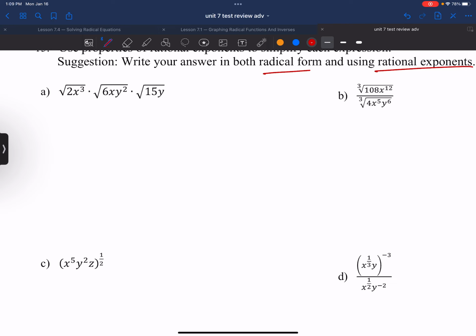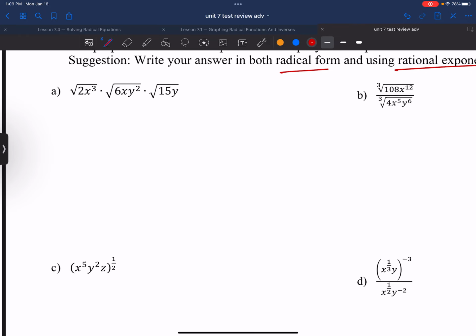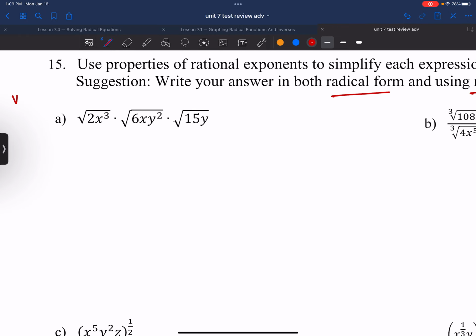So what I like to do with multiplication of roots is use the property that the root of AB equals the root of A times the root of B. And also, multiplication is commutative, meaning A times B times C is the same as B times A times C.